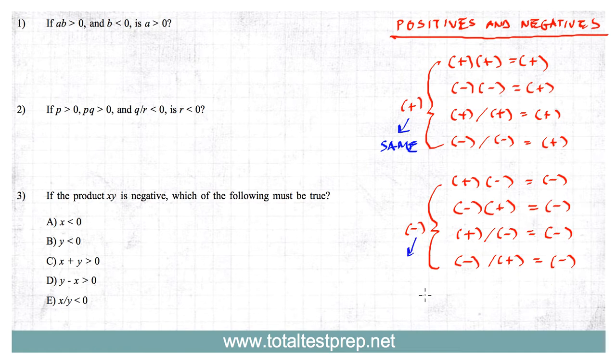So if you see a negative result when two numbers are being multiplied or divided, it's because they have different signs, and that is usually the way these questions are asked. So let's take a look at question one to see how this works.